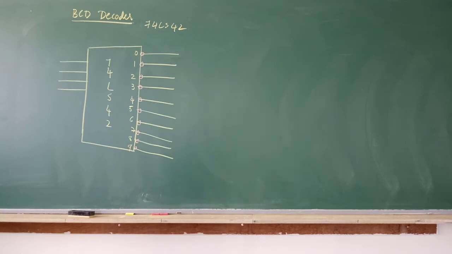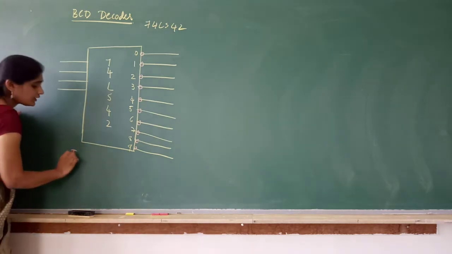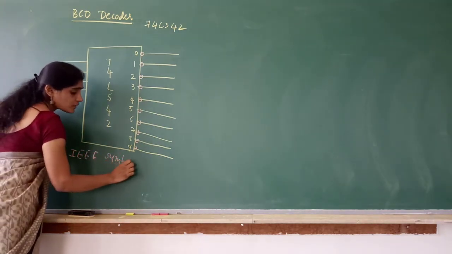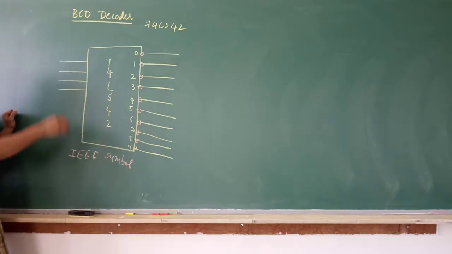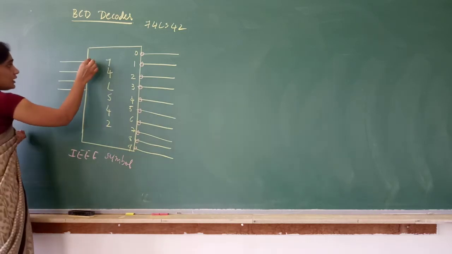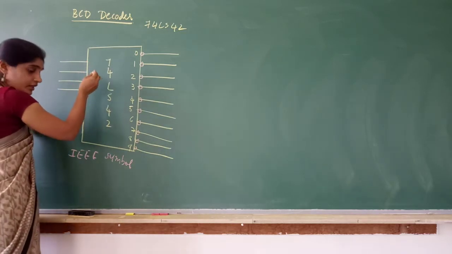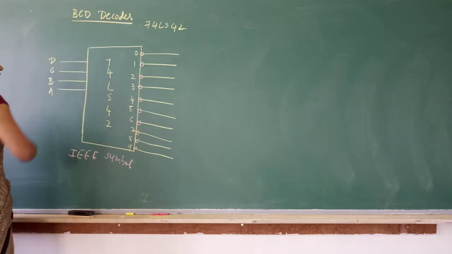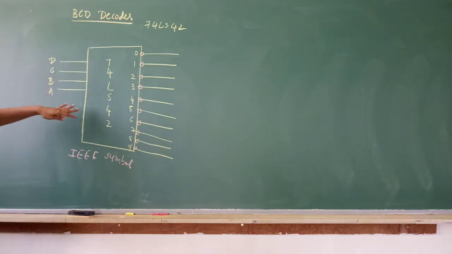This symbol, whatever I will be writing, is an IEEE symbol, the same as whatever we had written for 74LS138 and 74LS139. And let me call these A, B, C, D. Since we are going to implement it, we are going to write the internal circuit diagram for BCD decoder. I am using the same notation whatever they used: A, B, C, D. Okay.